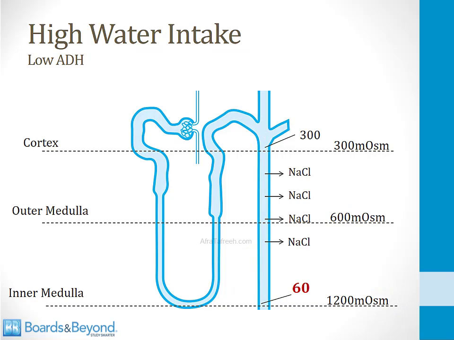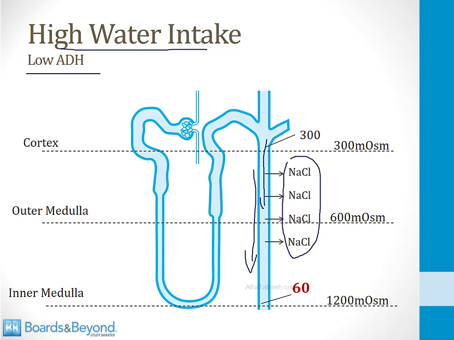In contrast, if you consume a high water intake, for example, if you chug 8 glasses of water, your ADH level will get very low. This will make the collecting duct impermeable to water. Now, as that tubular fluid moves down the collecting duct, some sodium chloride resorption continues to occur, driven by those pumps we talked about before in the principal cells. As a result, you will make urine that has a very low osmolarity, like 60.